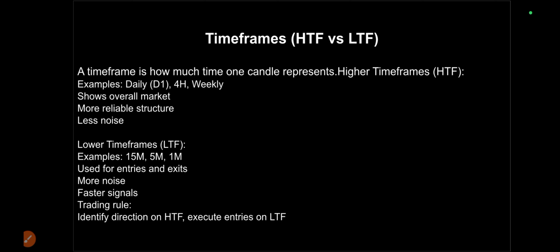A time frame is how much time one candle represents. We have the higher time frame and the lower time frame. The higher time frame consists of the daily candle, the 4 hour and the weekly, and it shows the overall market movement, more reliable structure and less noise. The lower time frame consists of the 15 minutes, the 5 minutes and the 1 minute. You can also say the 30 minutes. So 30 minutes, 15 minutes, 5 minutes, used for entries and exits.